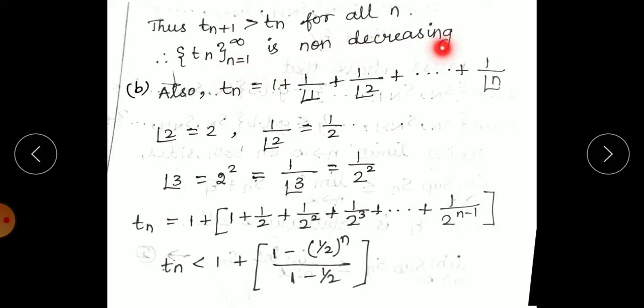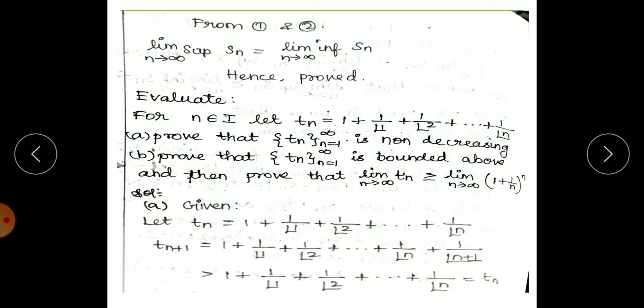Tn is non-decreasing, therefore Tn plus 1 is greater than or equal to Tn. Suppose you apply any value, T2 plus 1 is T3, which is greater than T2, so for all n it is non-decreasing, in the sense it will be increasing only, 2, 3, 4. Obviously Tn is a non-decreasing sequence. Second one, it's bounded above, and we have to prove that.